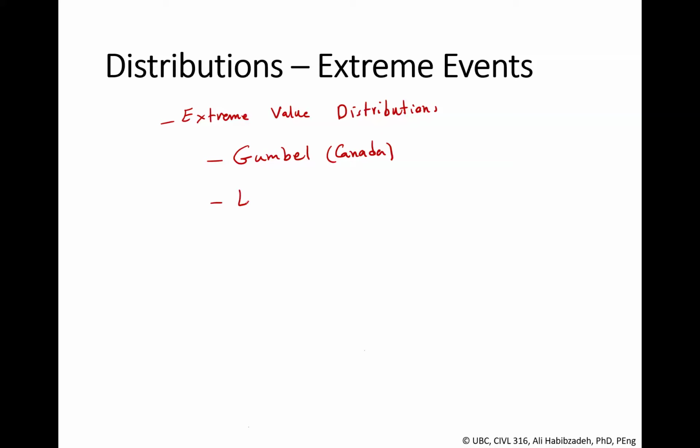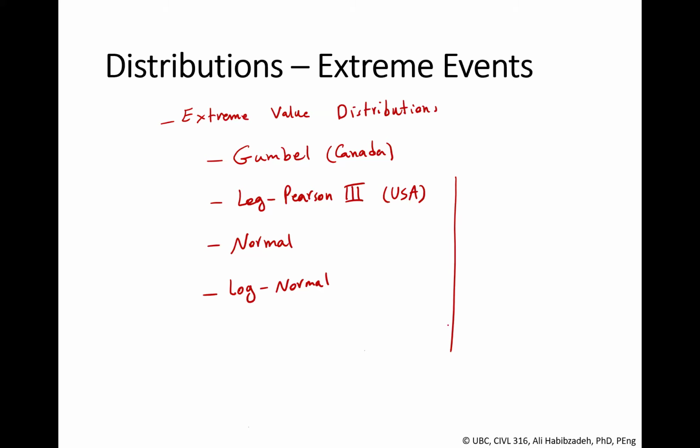There's typically log Pearson type 3. This is common in the US, usually. You can look at normal. You can look at log normal. And so on. These are the common ones. These 4 are really the most common ones. What do we do? We have T versus QTs. We just calculate those, right? And we have a bunch of data points. They look like this.